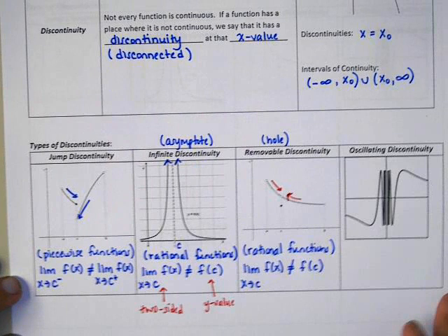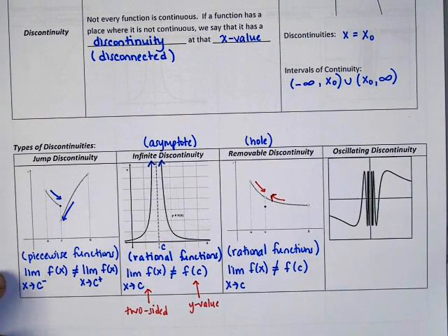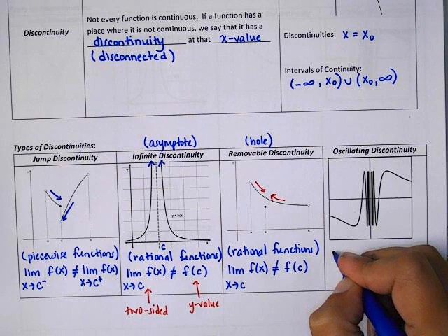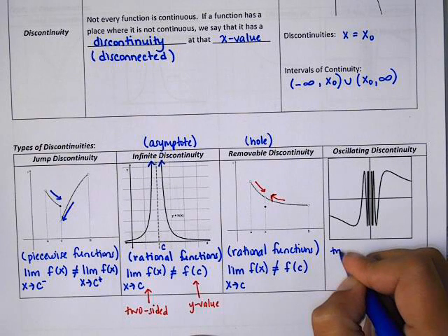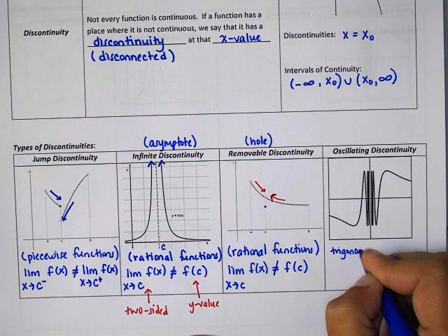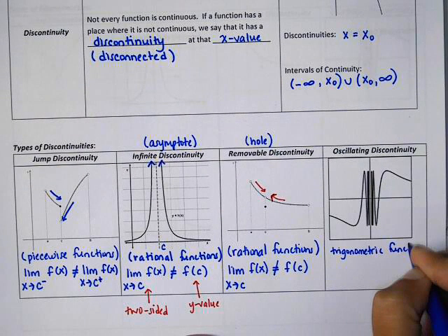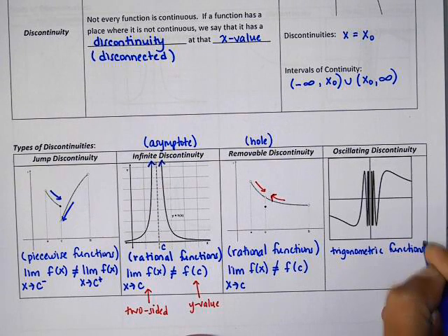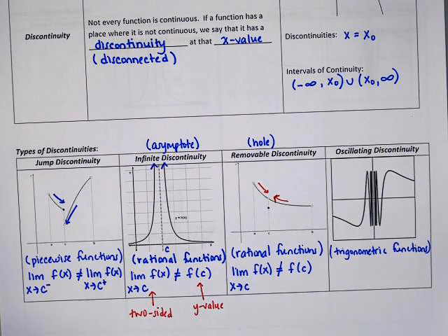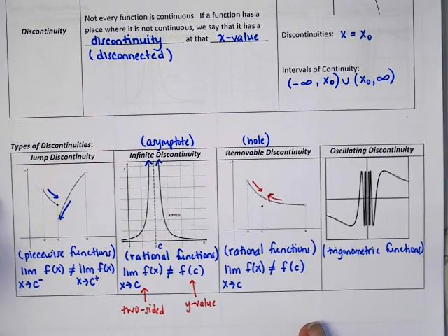Finally, we have something called an oscillating discontinuity. Now these come up very rarely. They come up specifically with trigonometric functions. You will not see these in function form very often where they give you an equation, but you will see them on graphs pretty regularly.